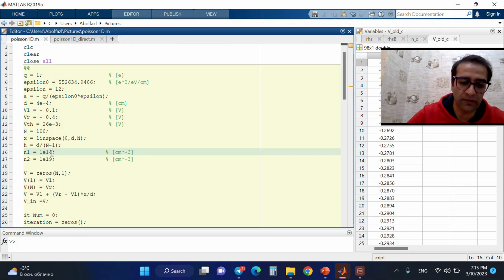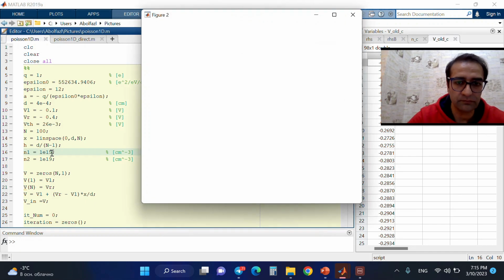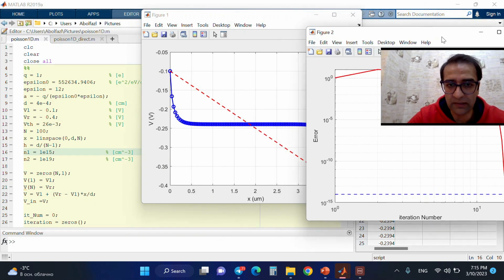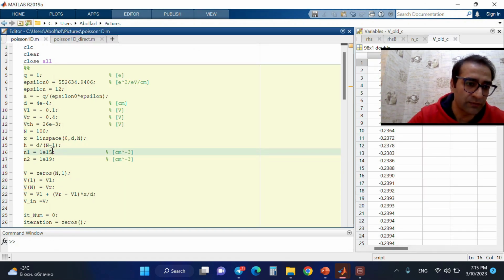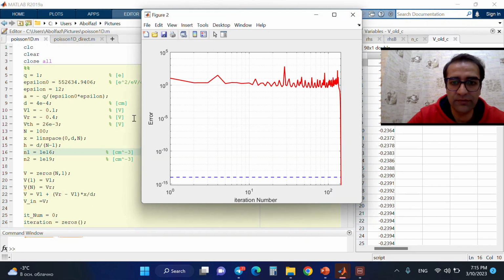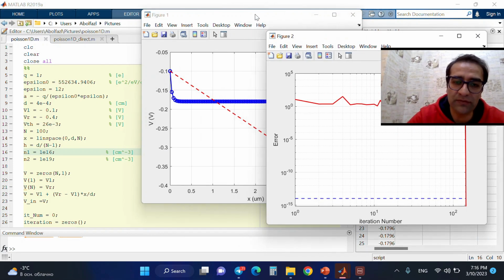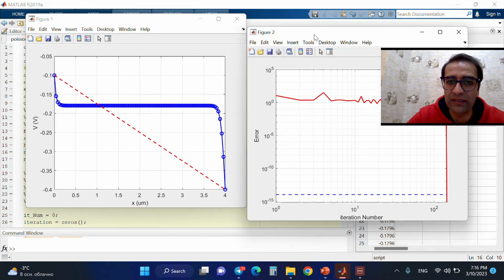Let's increase N1 from 1E14 to 1E15. F5. We have convergence again, and this is the potential for 1E16 for N1. F5. You see, we have a convergence finally, but it seems that the convergence is very fragile, right?